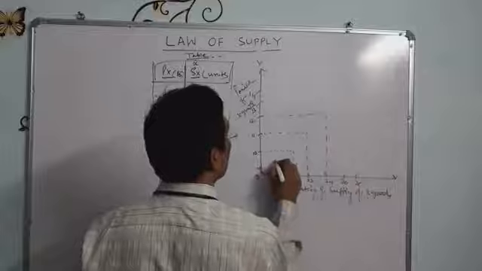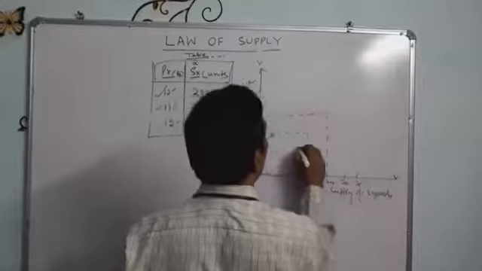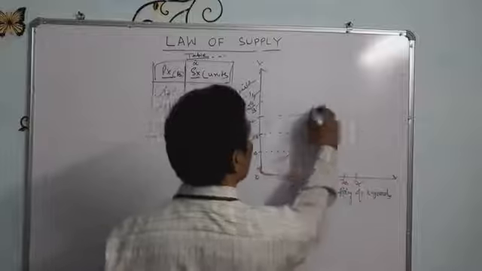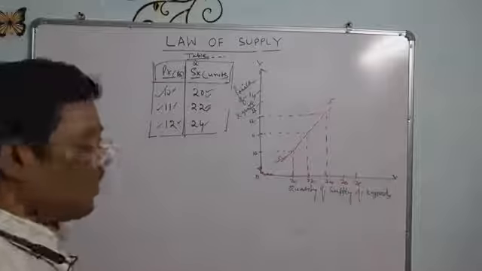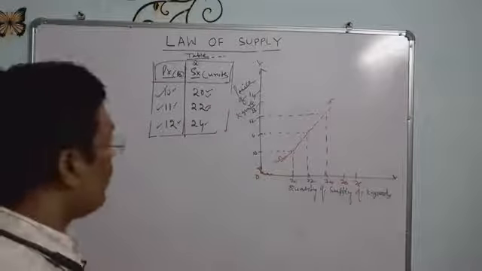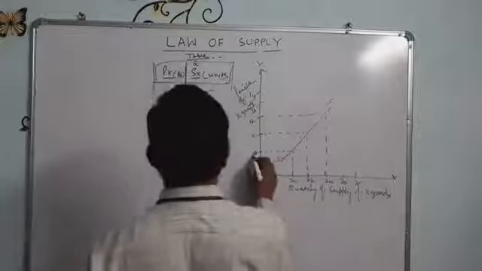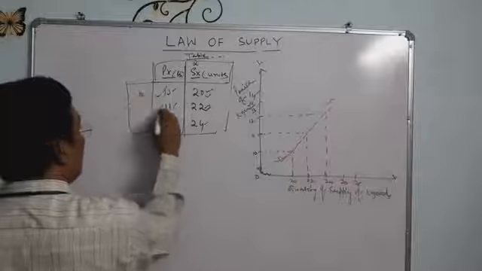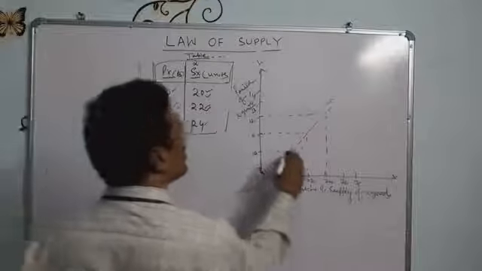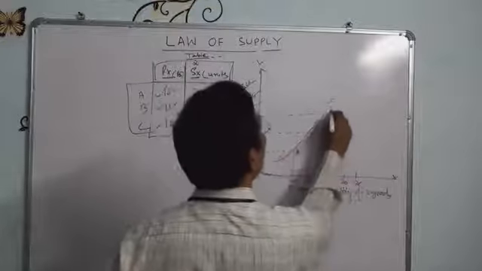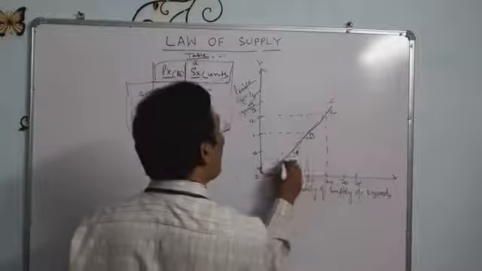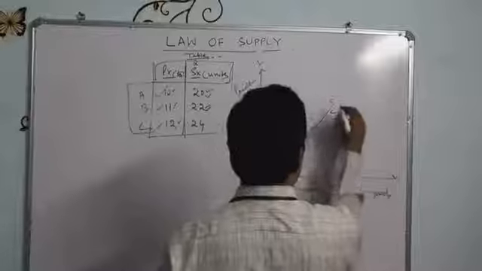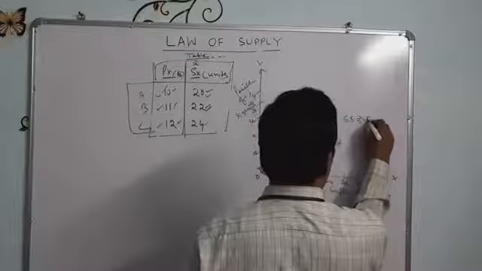So this SS is the supply curve. It means the points are at 10 rupees and 20 units, and so on. Suppose these are the points A, B and C. Whenever we join these points A, B, C, that SS is called the supply curve.